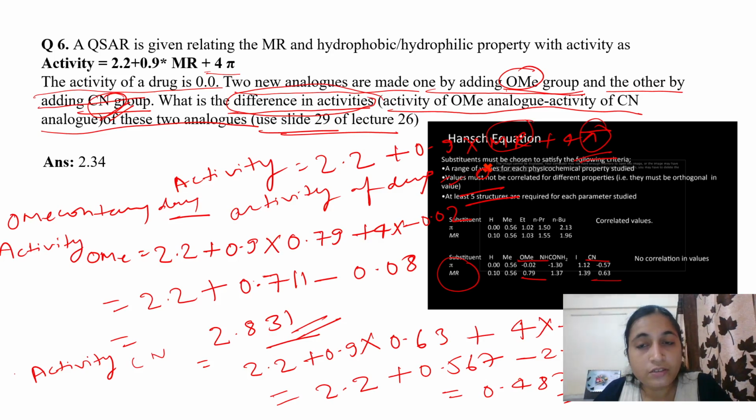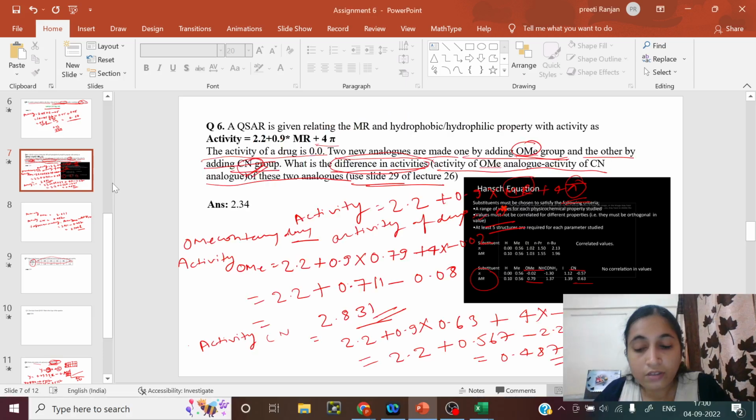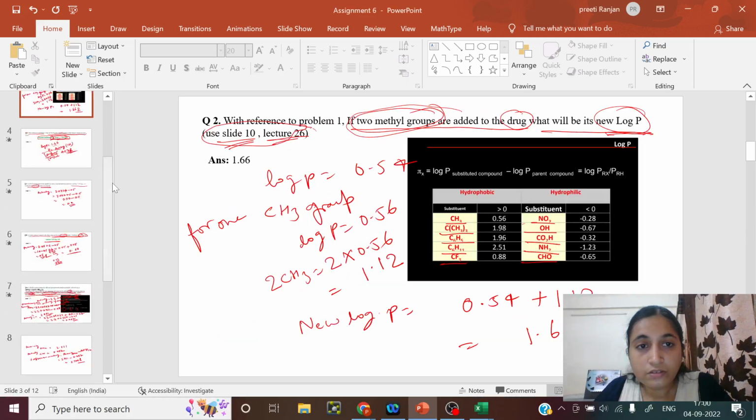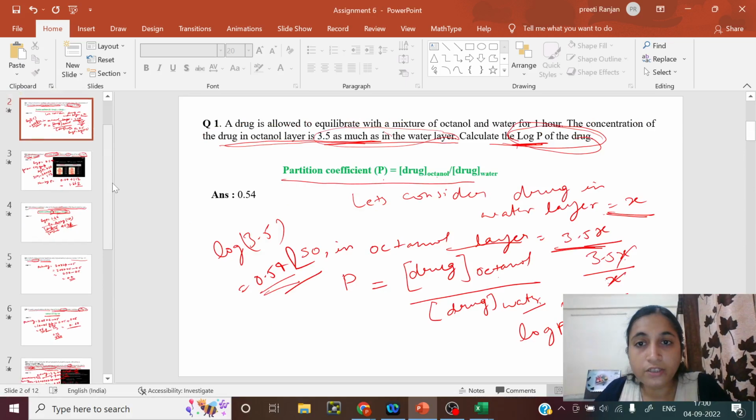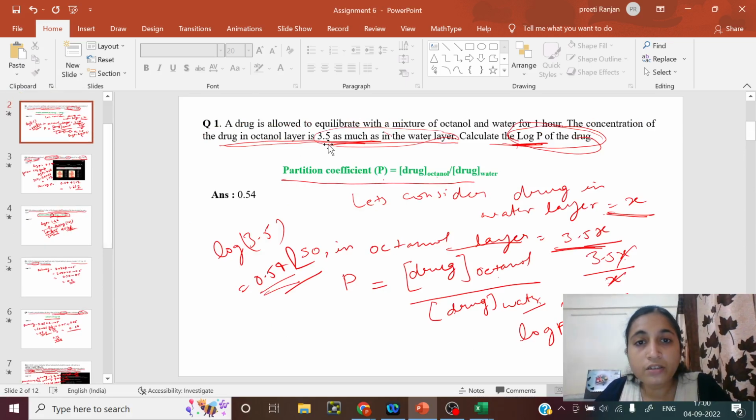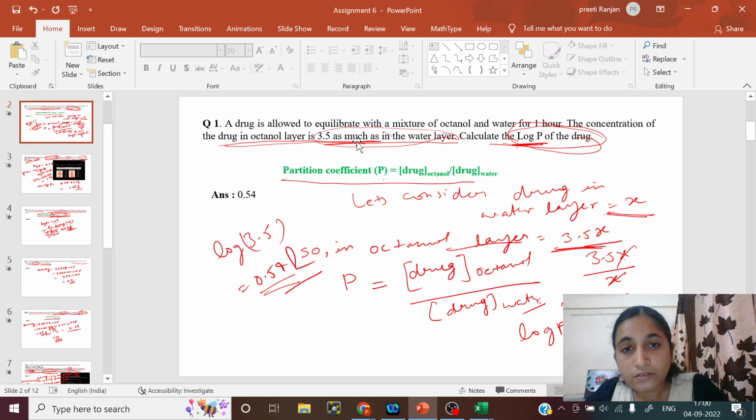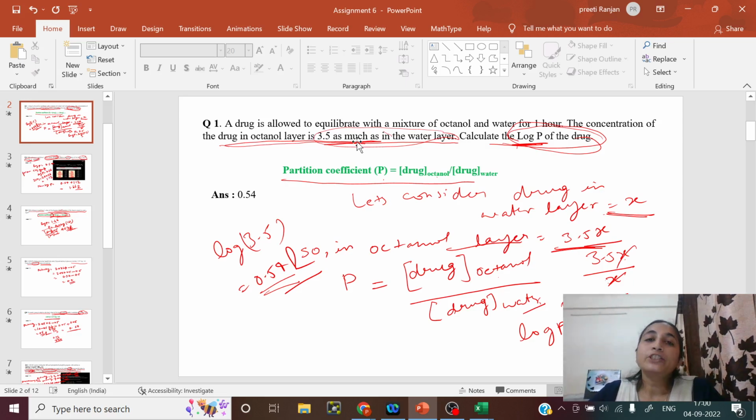Which question? Question one. It's given 3.5 times. Twice less means x by 2.